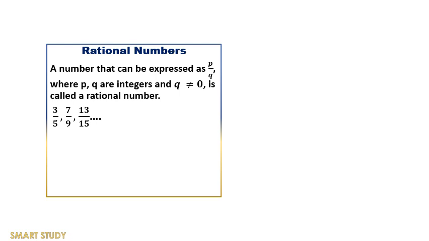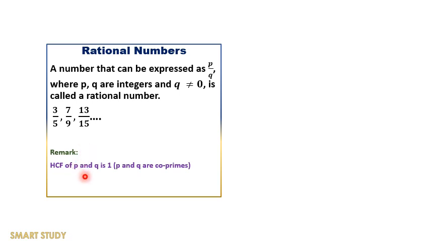So here 3 and 5 are integers and 7 and 9 are integers, 13 and 15 are integers, and the denominator 5, 9, 15 are not equal to 0. So these are all examples for rational numbers.